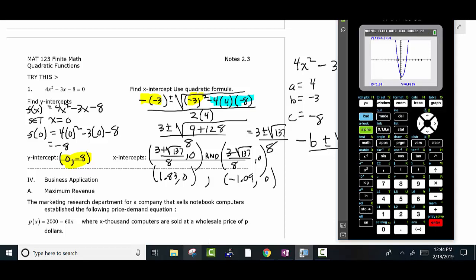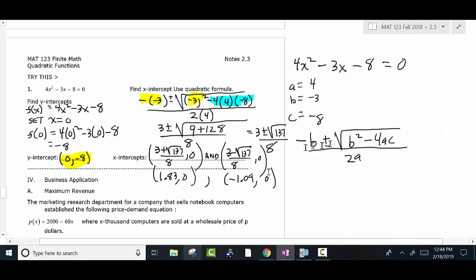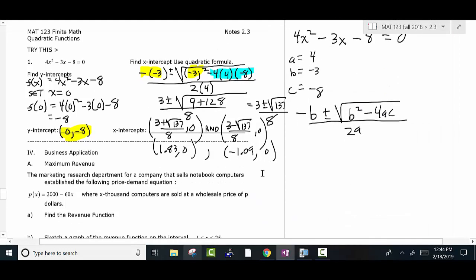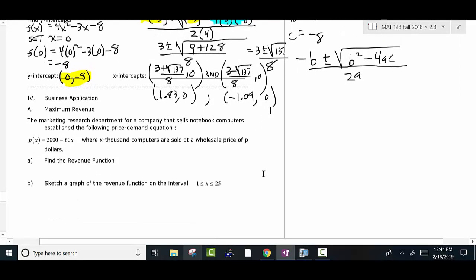Once you get the quadratic formula, you can use your calculator to get a decimal approximation. Does that make sense? Is everybody okay with the quadratic formula?